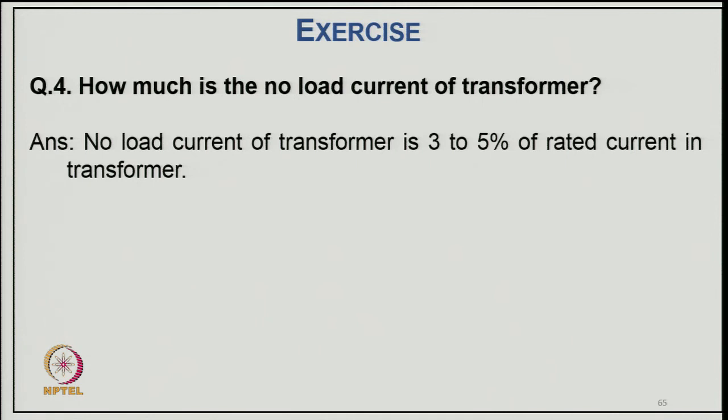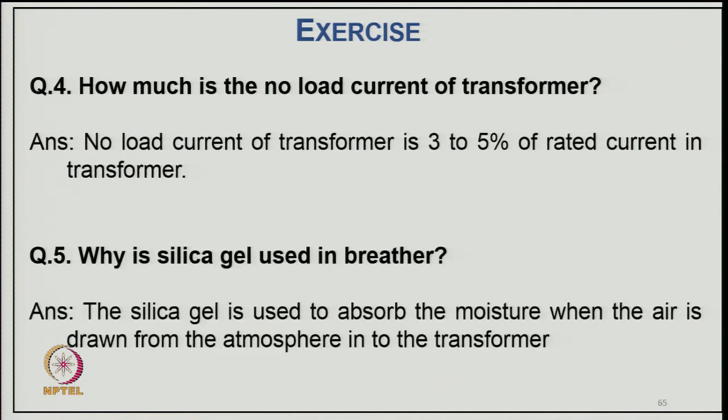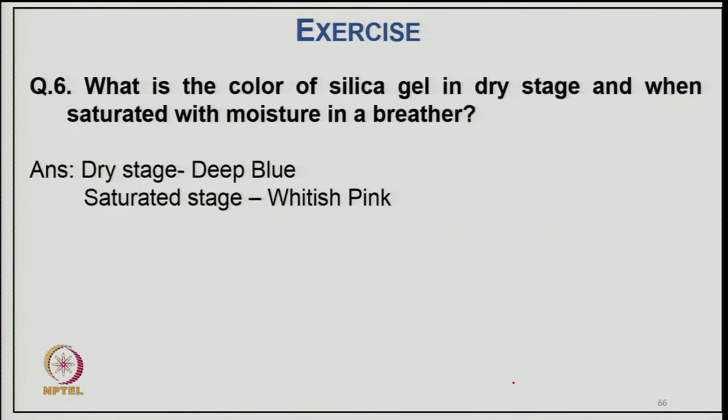How much is the no load current of the transformer? The no load current of the transformer normally varies from 2% or 3% to 5% of the rated current of the transformer. What is the silica gel used for in the breather? The silica gel is used to absorb the moisture when air is drawn from the atmosphere into the transformer.